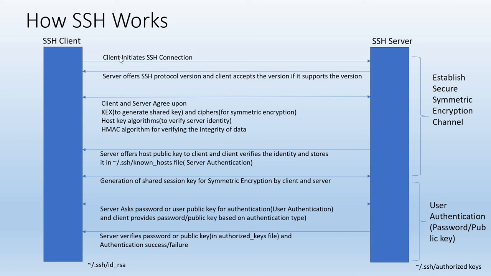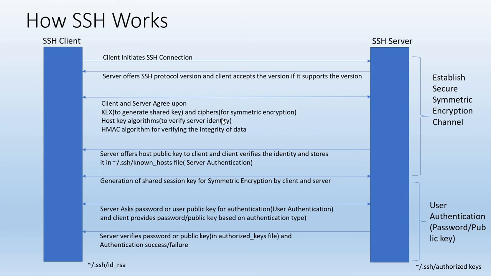Now we understood the two important steps in SSH. One is establishing a secure communication channel and second is the user authentication step. One thing to remember is that SSH uses a symmetric encryption channel, but to establish this symmetric encryption channel, it uses a key exchange algorithm, and that algorithm internally uses asymmetric keys, meaning private keys and public keys of client and server, to generate a shared key.